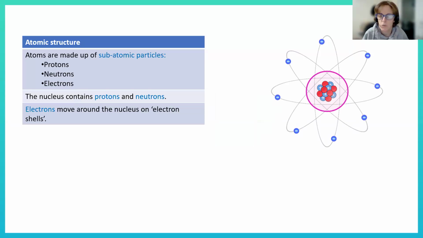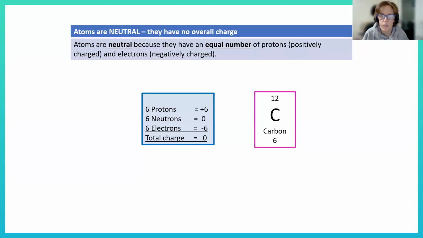The protons and neutrons are found in the middle, in the nucleus. You can see I've got little positive and negative signs on some of those particles. So the electrons are negative and the protons are positive. The neutrons are neutral, so neutrons neutral, helps you to remember it.